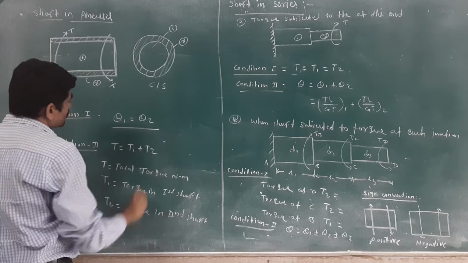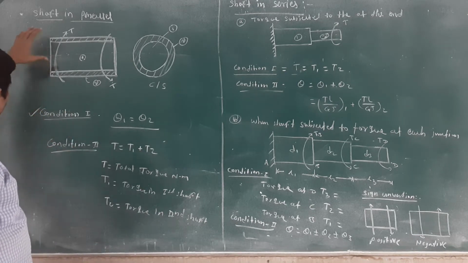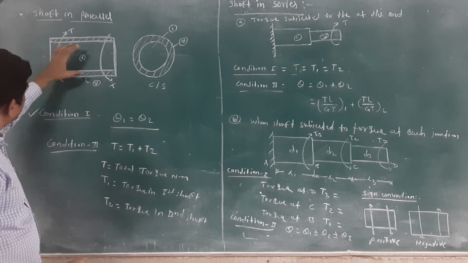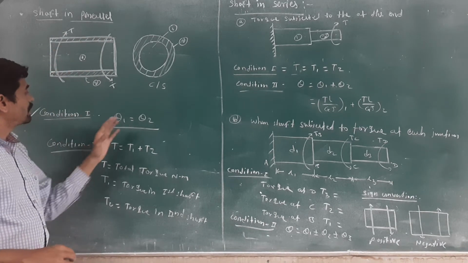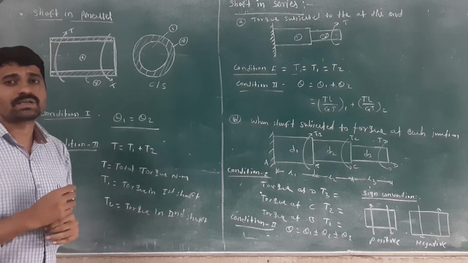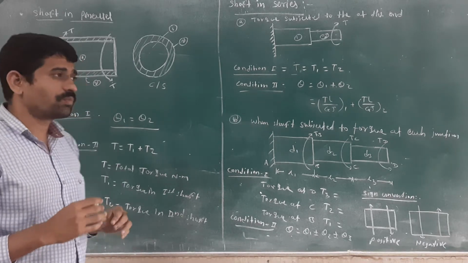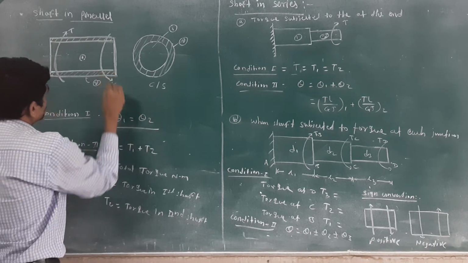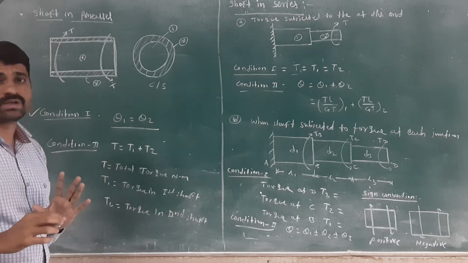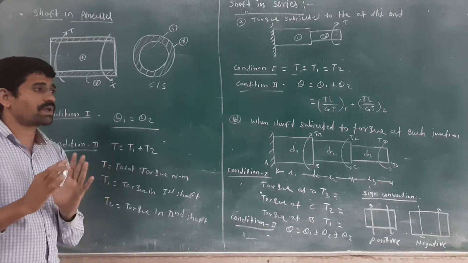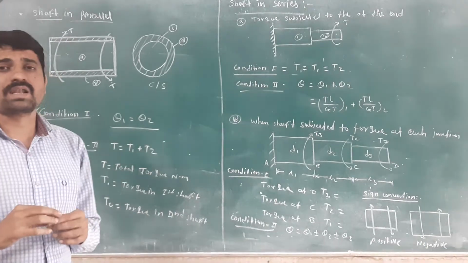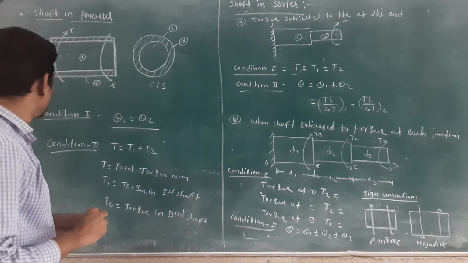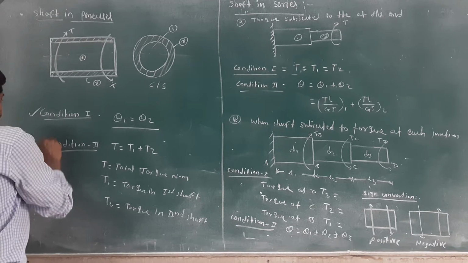What is the first condition? If you get an angle of twist in the first shaft of, suppose, 10 degrees, then automatically you will get 10 degrees of angle of twist in the second shaft. Means both angles of twist are the same. Okay, theta 1 is equal to theta 2. This is the first condition. In both materials, you have to assume that the angles of twist are the same. Theta 1 is equal to theta 2. Okay, clear?